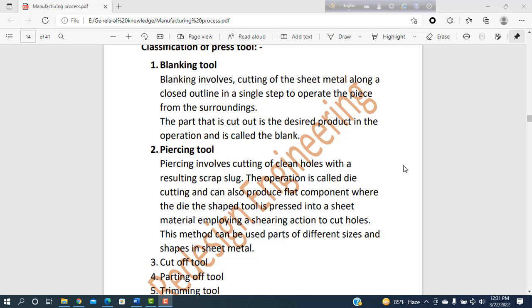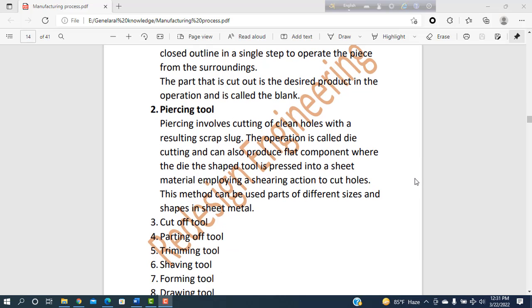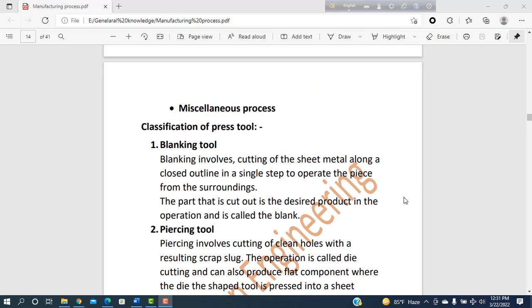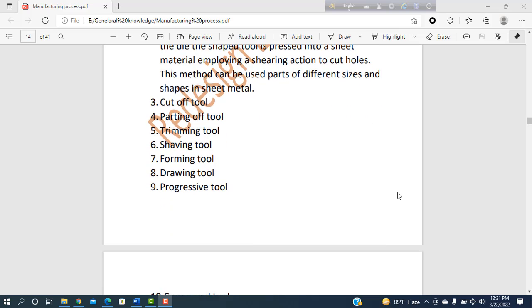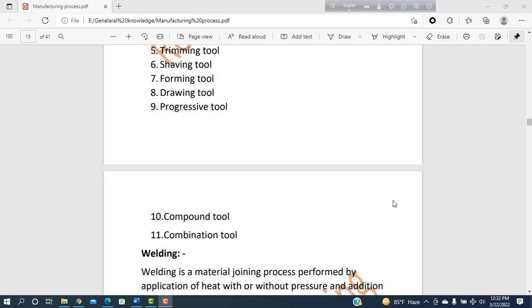Piercing tool. Piercing involves cutting of thin holes with a resulting scrap slug. The operation is called die cutting and can also produce flat components where the shaped tool is pressed into a sheet material employing a shearing action to cut holes. This method can be used for parts of different sizes and shapes in sheet metals. Other press tools are cut-off tool, parting tool, trimming tool, shaping tool, forming tool, drawing tool, progressive tool, compound tool, and combination tool.